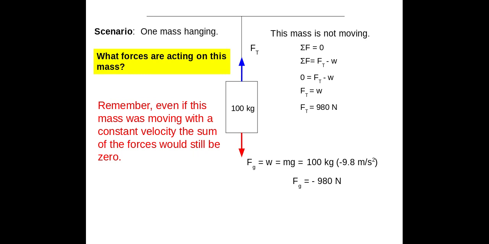Now, if this object were moving with a constant velocity, either up or down, you would still have the tension equal to the weight.